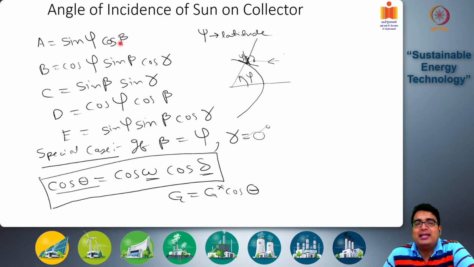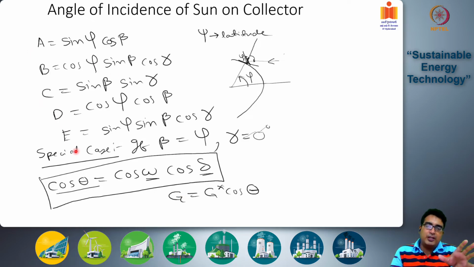A is sine xi cos beta. Xi is your latitude angle. Beta is the angle of your collector with respect to the ground. B is cos xi sine beta cos gamma. C is sine beta cos gamma. D is cos xi cos beta. E is sine xi sine beta cos gamma. So a lot of geometry, but these are the main angles. Longitude and latitude angle, the angle of the collector makes with the ground. Gamma is the east-west inclination of your collector with respect to the north-south direction. So these three. Suppose these are the values of A, B, C, D and E.